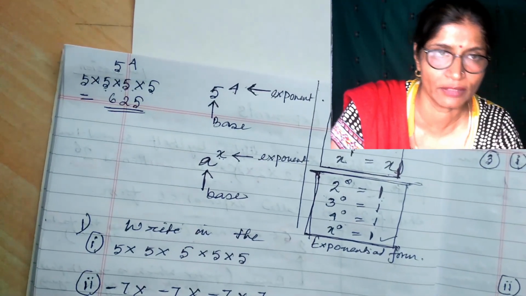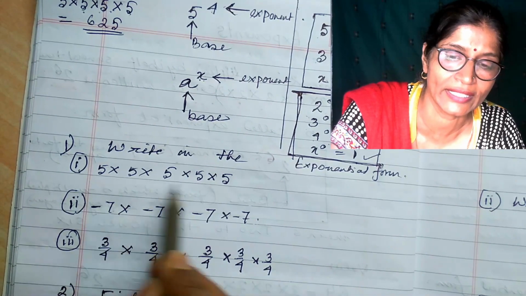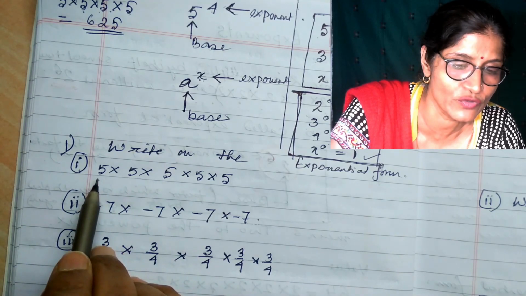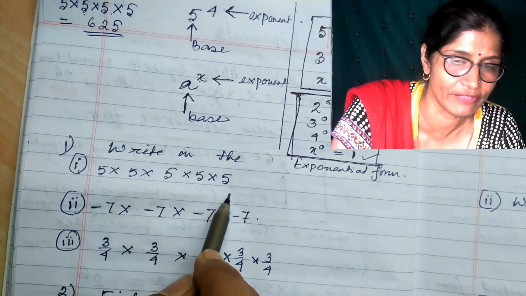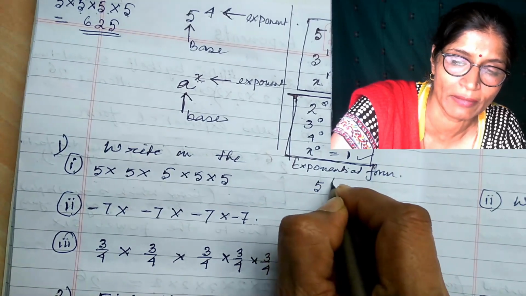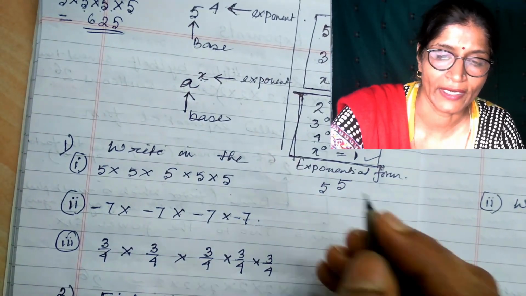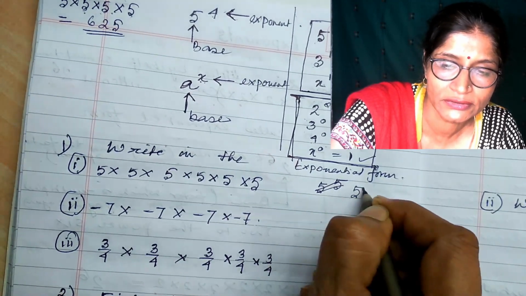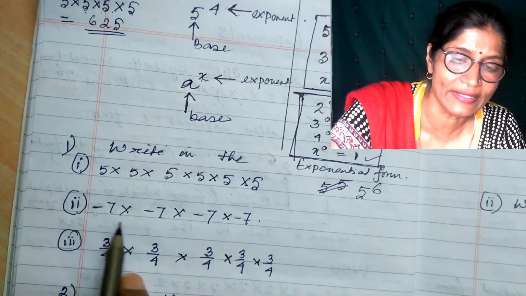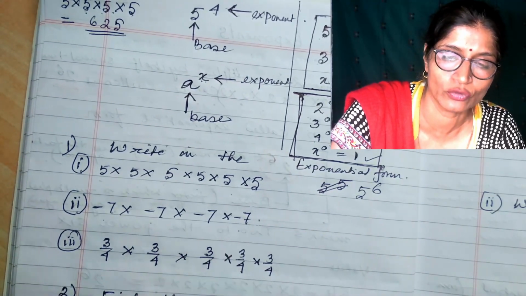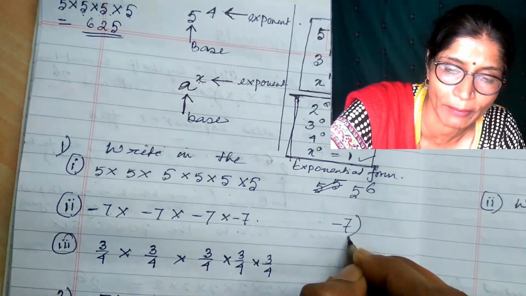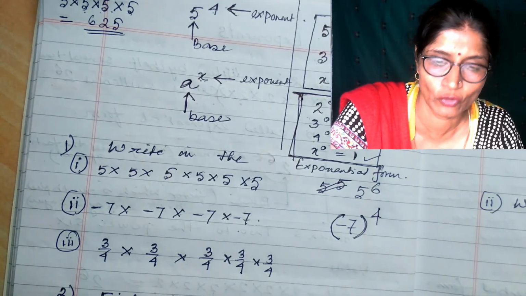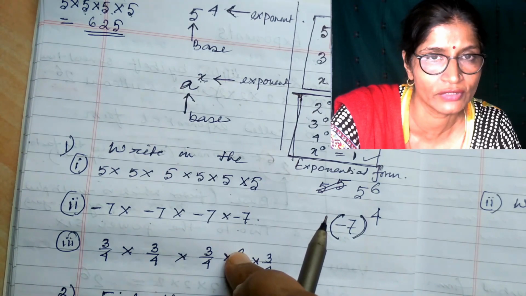Now my question is, suppose you have to write this in the exponential form. 5 multiplied several times: how many times is it written? First you have to count: 1, 2, 3, 4, 5 times. So it is 5 to the power 5. And if one more 5 comes, then it will become 5 to the power 6. Okay. Now minus 7. How many times? 1, 2, 3, 4. So the exponential form is minus 7 to the power 4. When it is minus, you write a bracket and then give the power 4. So this is the exponential form of this.